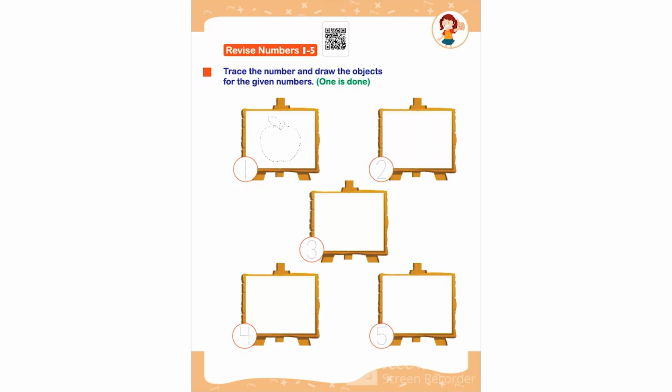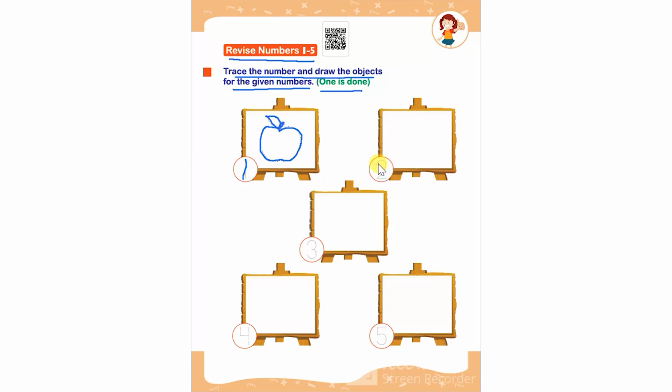Hello everyone. In this worksheet, the topic is revise numbers 1 to 5. Trace the number and draw the objects for the given numbers. 1 is done. So over here, the child has to trace the given number. So first is 1 and then they have to draw the object. So here one apple is given. The child just has to trace that.